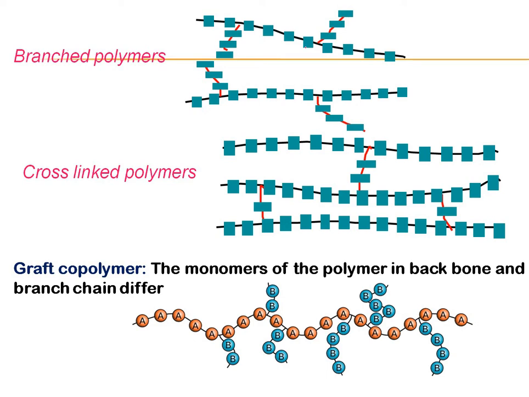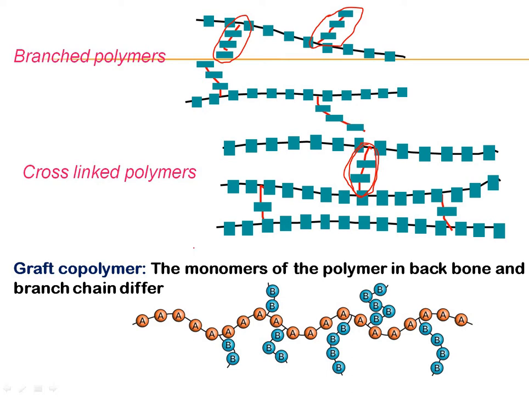Such polymers are called branched chain polymers. Here this is one branch, and here this is one branch attached to the backbone of the polymer chain. And cross-linked means adjacent polymer chains may have a linkage with the other chain. So this is one polymer chain, this is another polymer chain, and they are linked with another cross-linking. Such polymers are called cross-linked polymers.